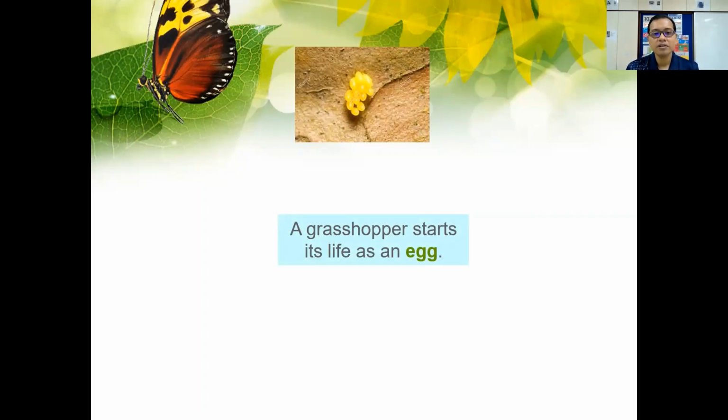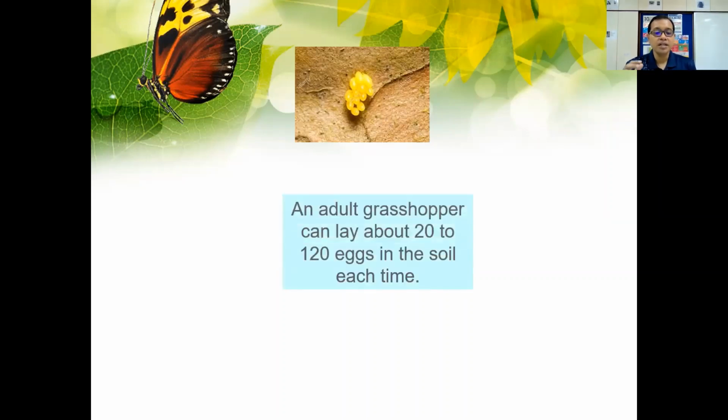And this is an example of a grasshopper egg, yellow. You know, it kind of looks like candy. Very squishy and all that. And because the eggs are that fragile, the grasshopper will actually hide its eggs under maybe a leaf litter, or under certain shelter, so that predators cannot find the eggs and cannot eat them. Now, the adult grasshopper can lay about 20 to 120 eggs in the soil each time.